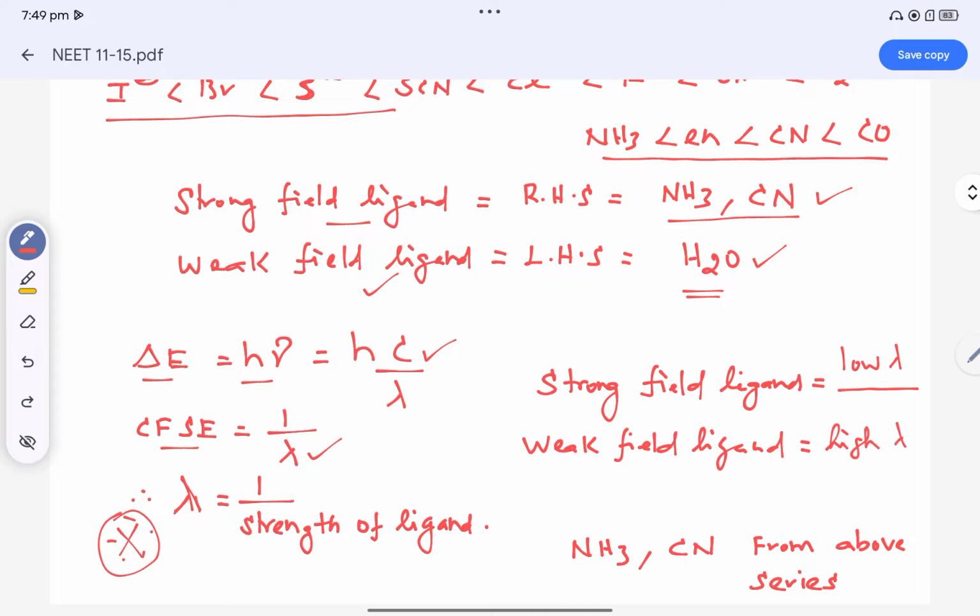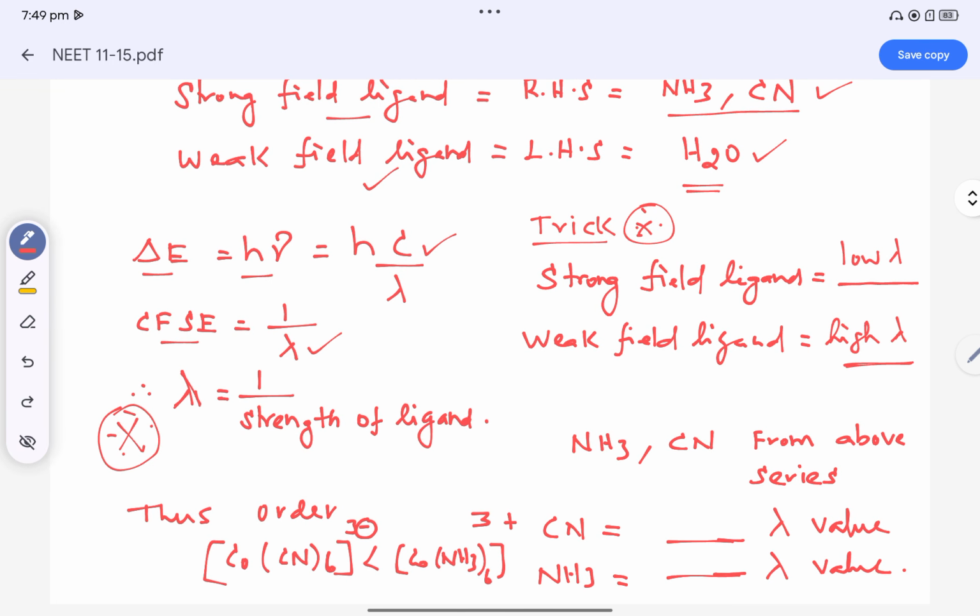Clear, my dear students? Very easy to solve. This is the trick. In trick based questions, the only understanding needed is that a strong field ligand may have a low lambda value, and a weak field ligand may have a high lambda value. So, given the complexes, what are the ligands? There are two: ammonia and cyanide.